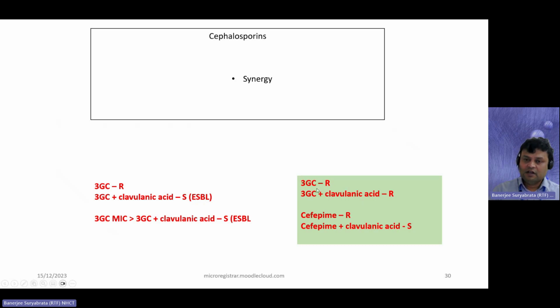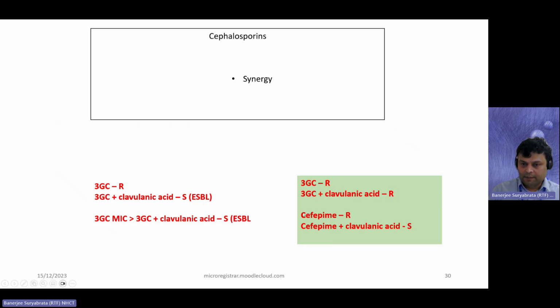So pay attention. Third generation cephalosporin resistant, third generation cephalosporin with clavulanic acid resistant, fourth generation cephalosporin resistant, but fourth generation cephalosporin with clavulanic acid sensitive. What is going on here? So this is MC plus ESBL. So what is happening? Third generation cephalosporin resistant, it could be because of MC or ESBL. We do not know. But when you have put clavulanic acid, then it should be sensitive if it's an ESBL. But because MC is there, MC is not allowing it to be sensitive.